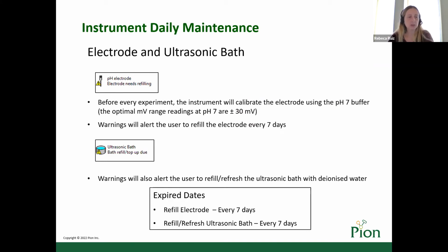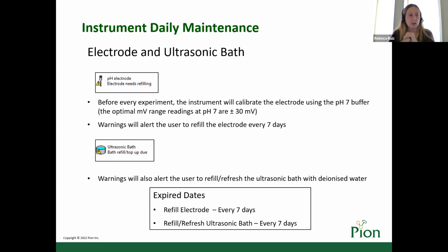The electrode needs to be refilled with filling solution every 7 days. It's recommended to do it every Friday, because once the electrode is refilled, it needs time to stabilize. So refilling the electrode on Friday leaves the electrode enough time to stabilize during the weekend.